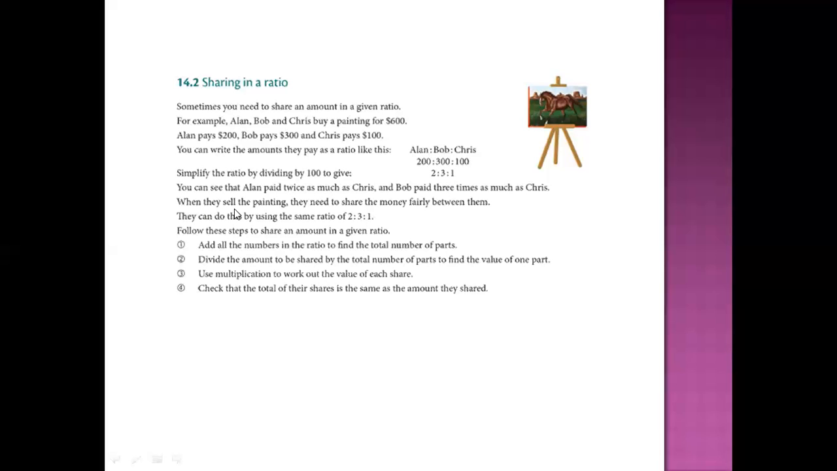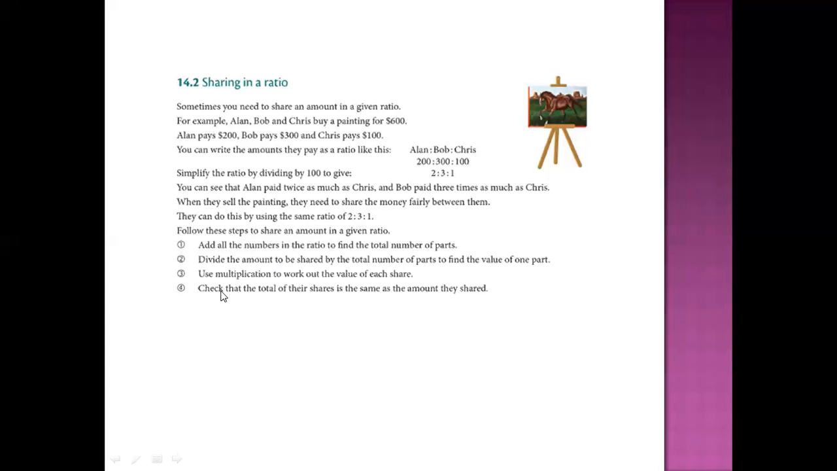So when they sell the painting, they need to share the money fairly between them. They can do this by using the same ratio, 2, 3, 1. If the ratio was different, for example, not 2 for Alan but 5, and for Bob, not 3 but 2, and so on, the payments would be different.